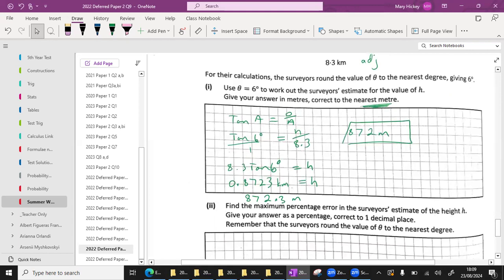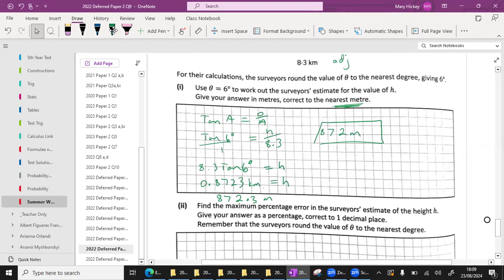Find the maximum percentage error in the surveyor's estimate of the height h. Give your answer as a percentage, correct to 1 decimal place. Remember that the surveyors round the value of theta to the nearest degree. So what they're basically asking here is, given the fact that the surveyors did rounding, there is going to be this percentage error. Now, you haven't really done percentage error in the course so far, but you would have come across it in the junior cycle. Whether you remember it or not is another thing.